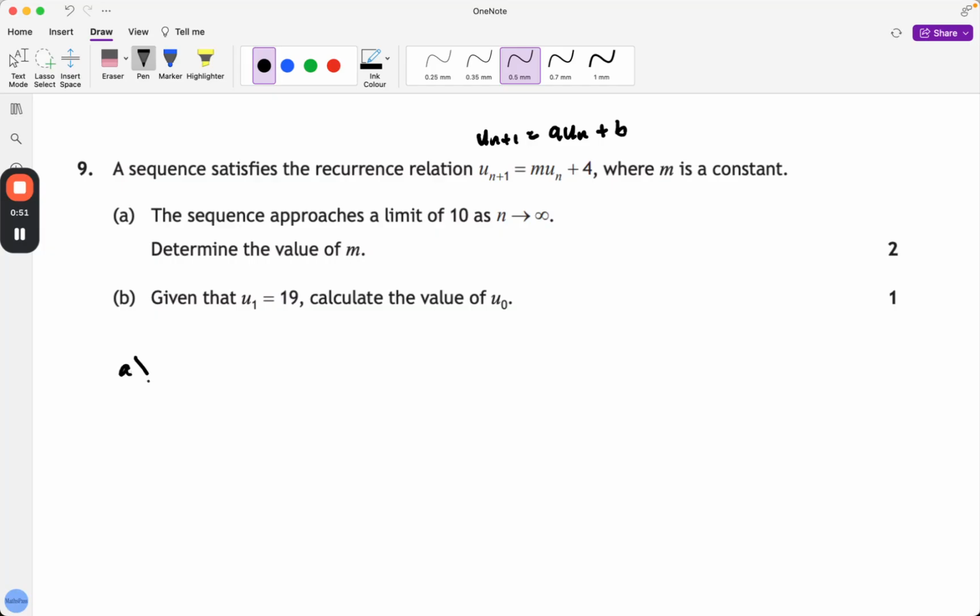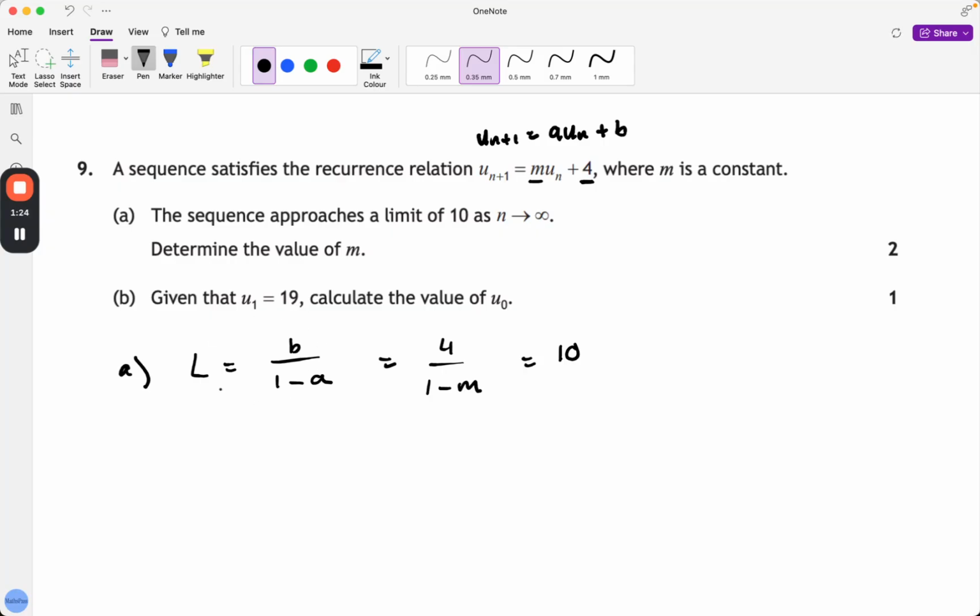For part A though, we've been told that a limit exists, and then we just want to determine that limit. So you have to remember that the limit is given by b over 1 minus a, where b is this number here, getting added or subtracted at the end, and a is whatever is getting multiplied by your un. So rather than having a b, we've got 4, and rather than having an a, we've got our m. So we've got 1 minus m on the bottom there. And we've been told that that is equal to 10, because our sequence approaches the limit of 10 as n tends to infinity.